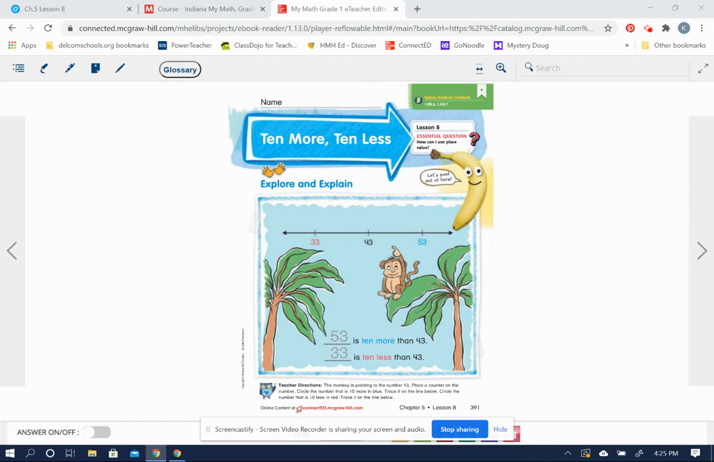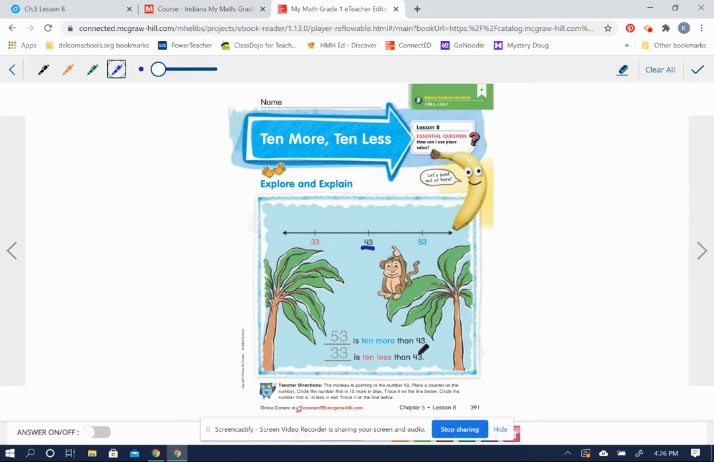So there's a little story here about the monkey who is pointing to the number 43. And I'm going to use purple because it's the closest thing that I have to blue. But it says to put a counter on the number 43. Well, I can't put a counter, but I'm going to draw a line under it right here in the middle of the number line, 43. And then it says to circle the number that is 10 more.